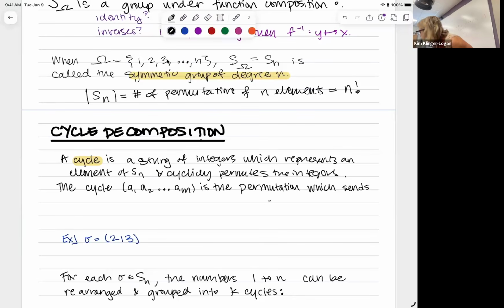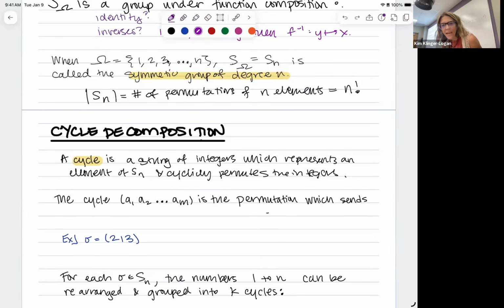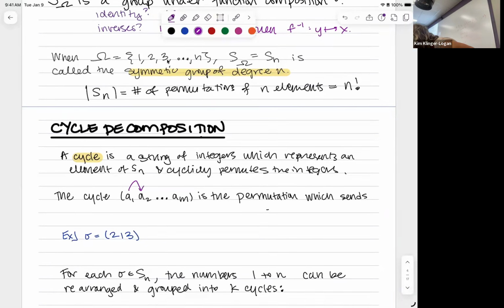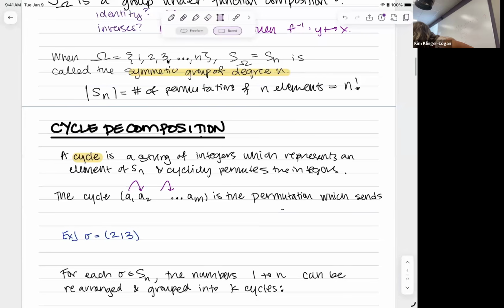And so how does this cycle work? What it says is that a1 is being mapped to a2. So when I put these two things next to each other, it's saying, what is my sigma doing? It's sending a1 to a2. And what is a2 doing? It's being sent to whatever the next element is, like a3.